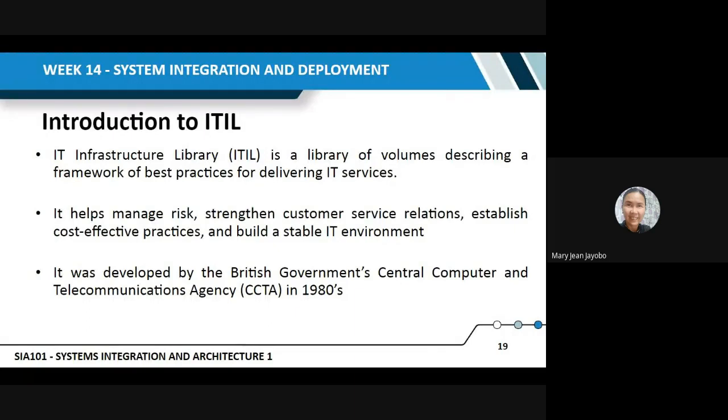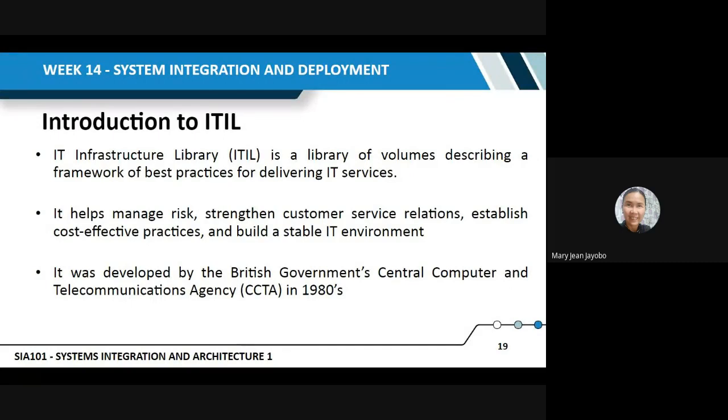So wag natin kalilimutan, no? So again, now if you're going to integrate system in the company, you need to put yourself in the shoes of the one who will use the system, and not for your own convenience, because at the end of the day, they are the ones who will use the system.